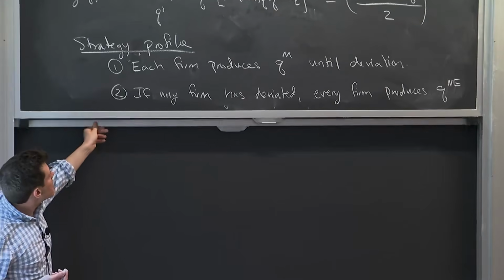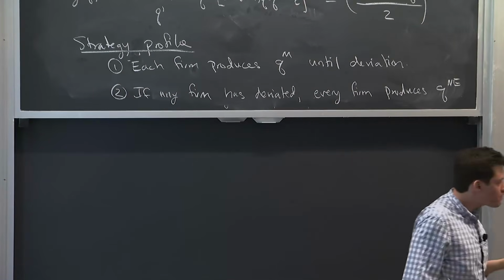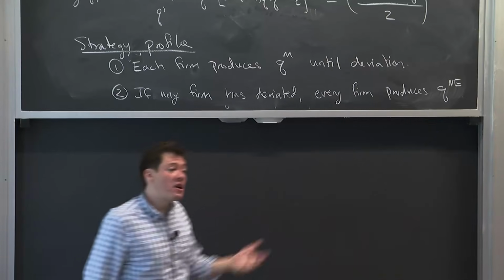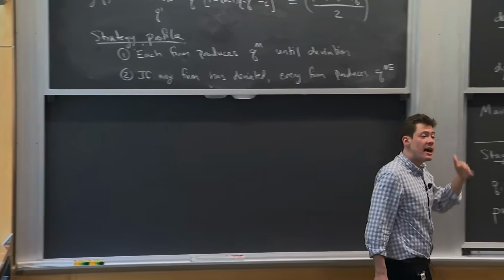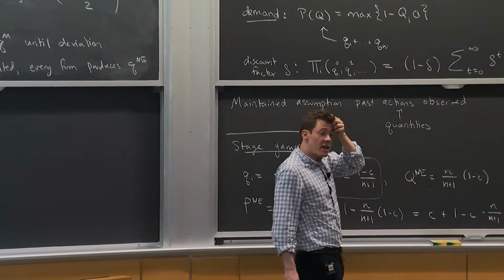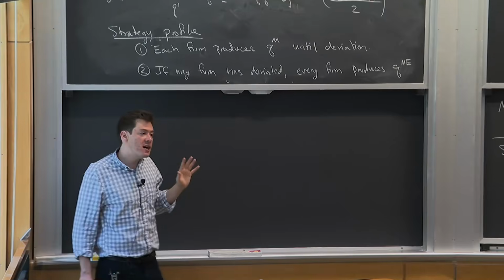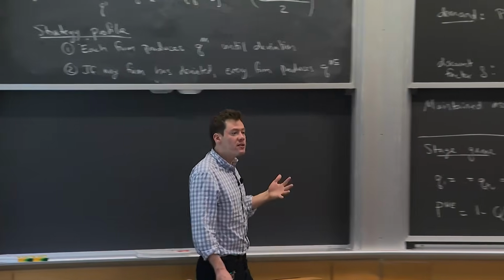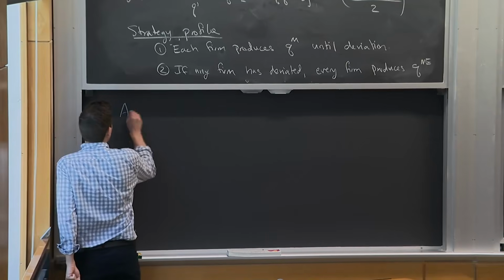Now we want to check that this is a subgame perfect Nash equilibrium. As usual, we're going to use the one-shot deviation principle, and check every history to make sure no firm has a profitable one-shot deviation. But we're going to use a different representation of this strategy called an automaton, which is going to turn out to be very useful for structuring the way we think about these equilibria. So let's look at what's called the automaton representation.